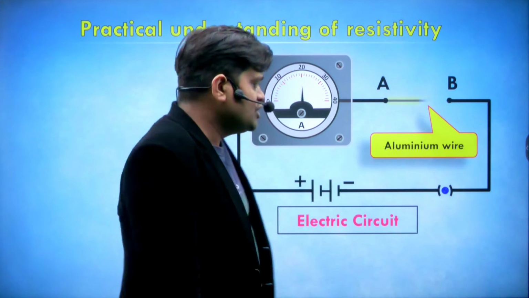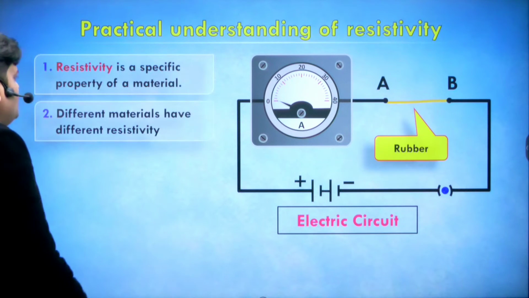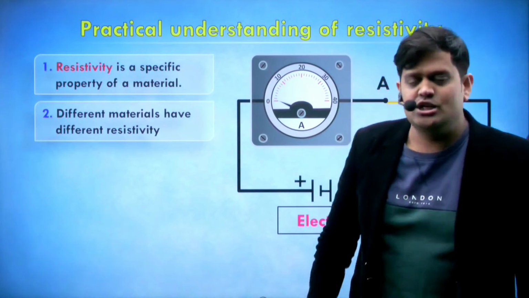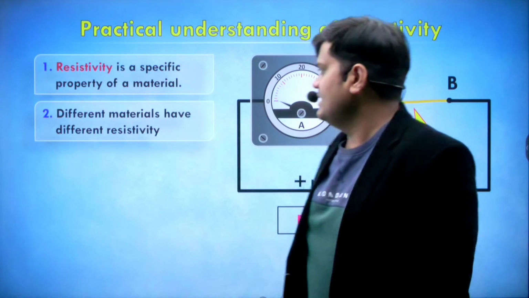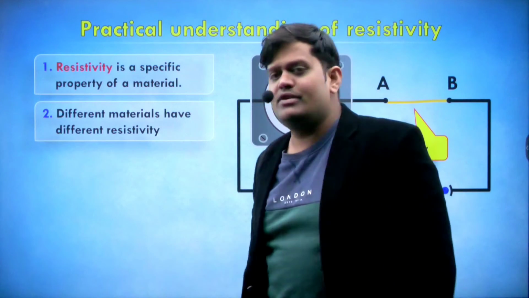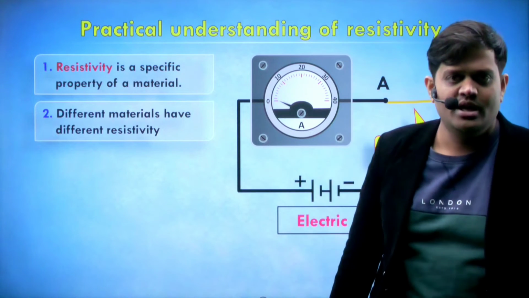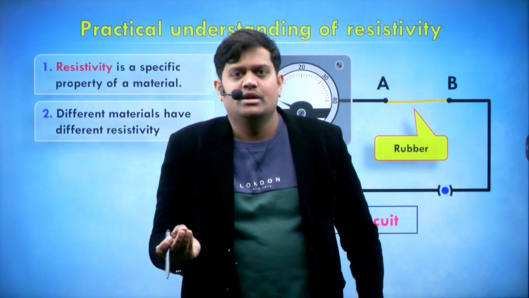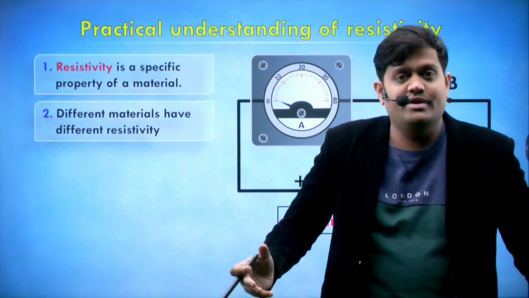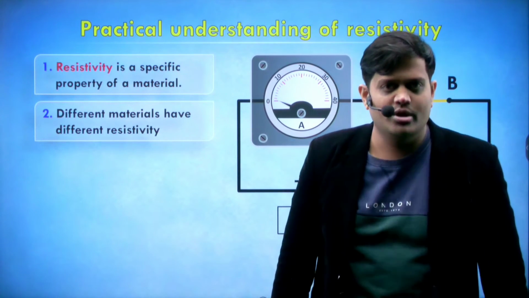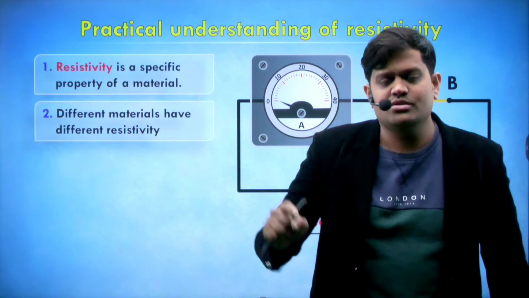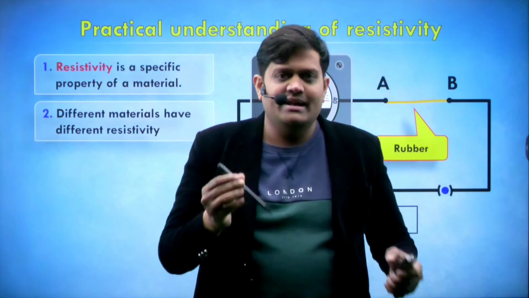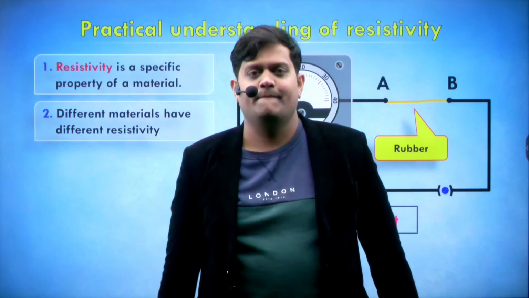Okay, my dear. So here we conclude that resistivity is a specific property of a material, and different materials have different resistivity. Materials like aluminum and copper have different resistivity. Resistivity does not depend on the length and the cross-section area. If we have a copper wire and increase the length, there is no effect on the resistivity.